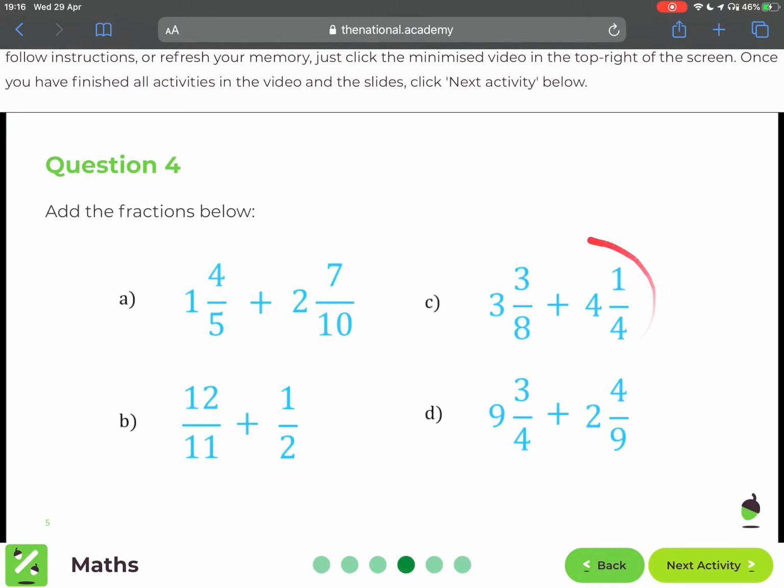For C here, let me see, this is quite a simple one. You just got to times this and this by 2, which would be 7 4/8. Number 9 here, nearly done.